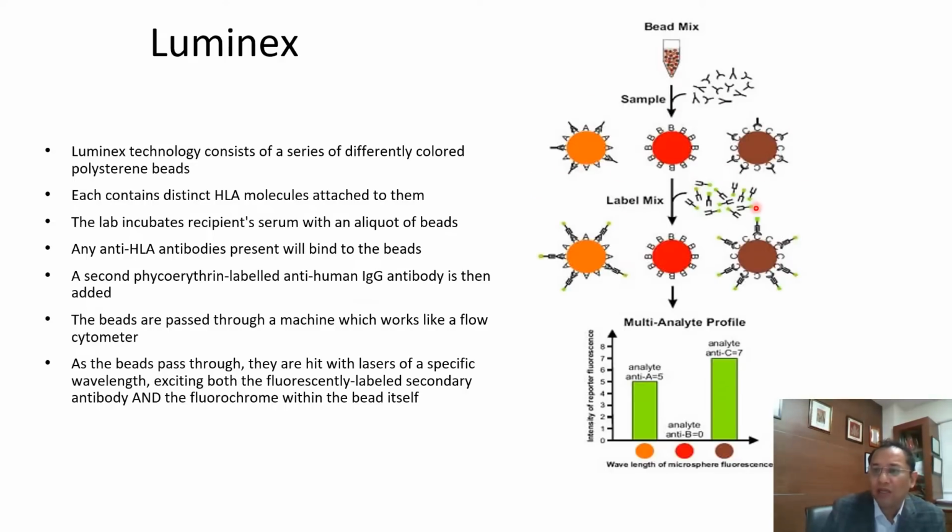You need another antibody to visualize, which is generally a phycoerythrin labeled anti-human IgG antibody. This is also fluorescently labeled. So basically you have two dyes here to make a unique bead, and the third dye you add with the secondary antibody to visualize what is going on. The beads pass through, like in a flow cytometer. As the beads pass through the channel, they are hit with lasers of specific wavelength, exciting both the fluorescently labeled secondary antibody as well as the fluorochrome of the bead itself. The bead itself has two fluorochromes, like I told you.